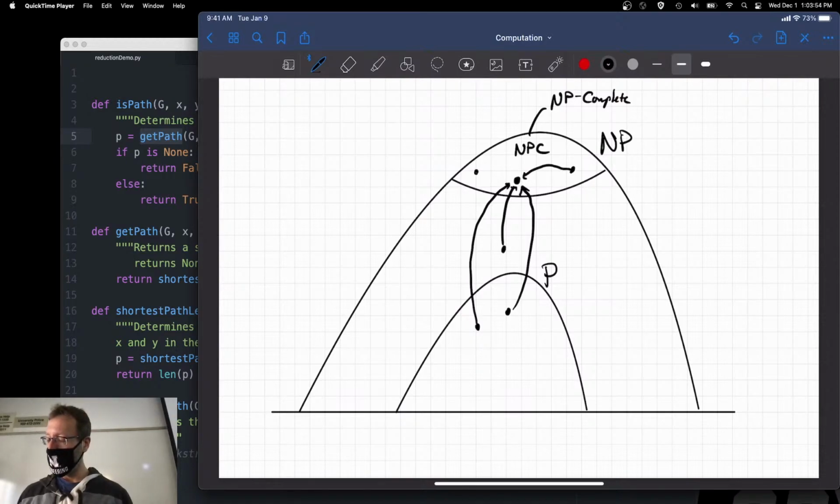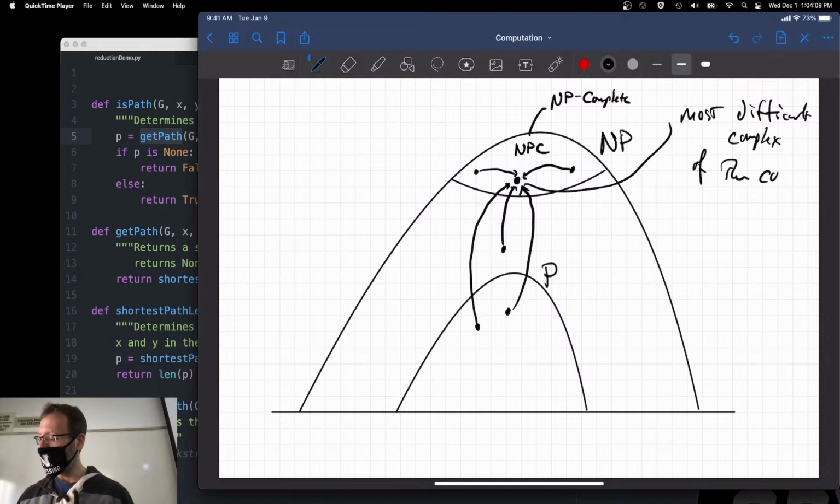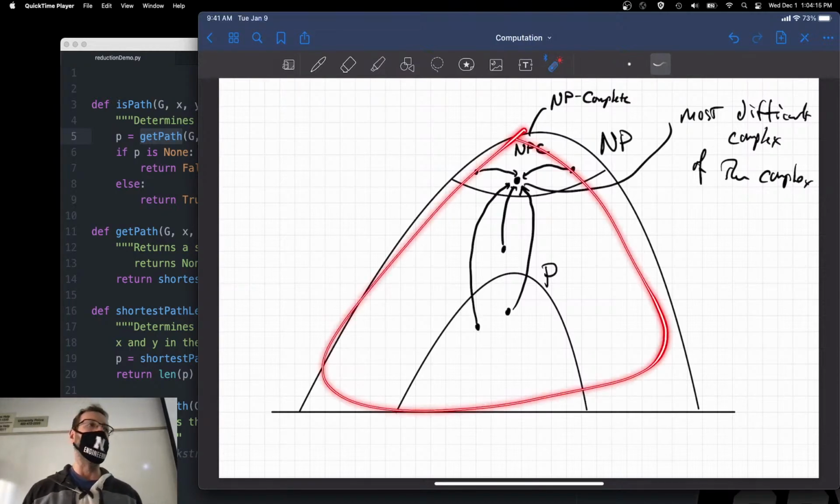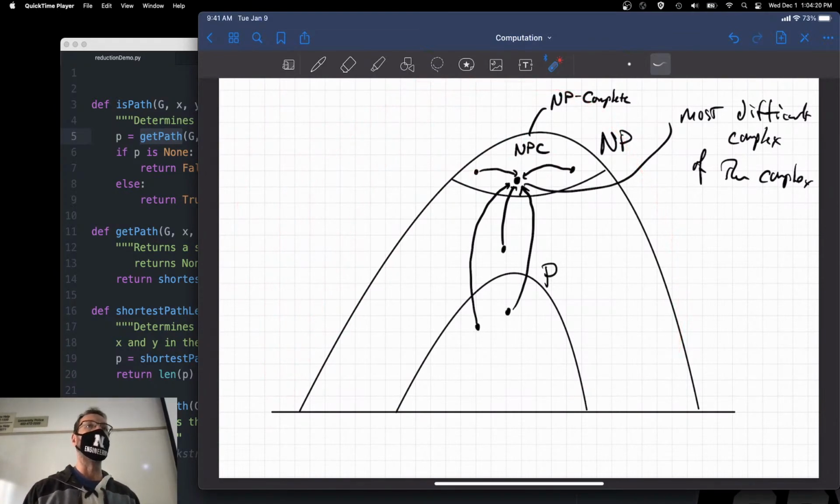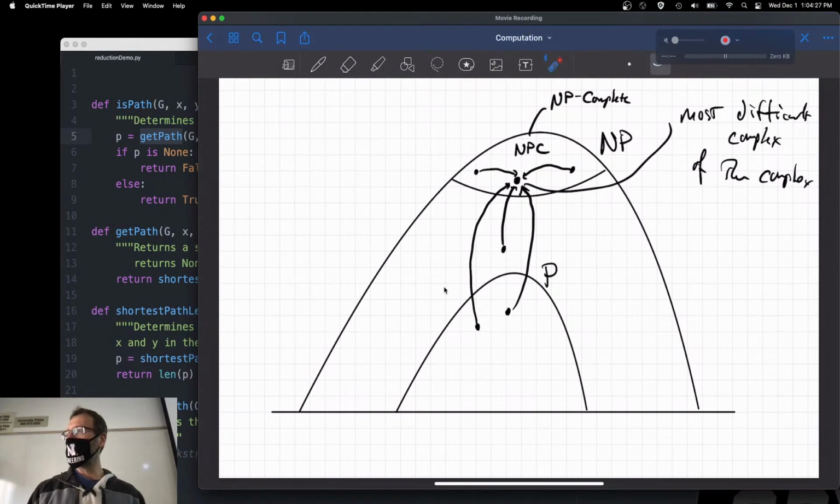Everything reduces to it. It is the most difficult, or most complex, of the complex. And when I say the complex, I am of course restricting my attention to this landscape right here, NP. There are complexity classes that go above this, all infinitely. You can define this infinite hierarchy of stuff. Okay? All right. So yeah, go ahead.